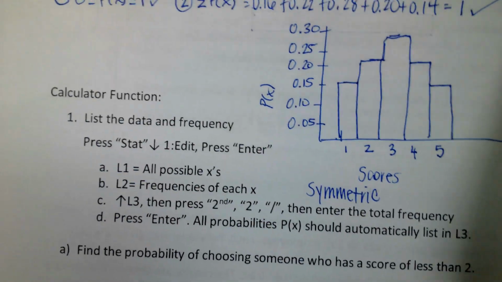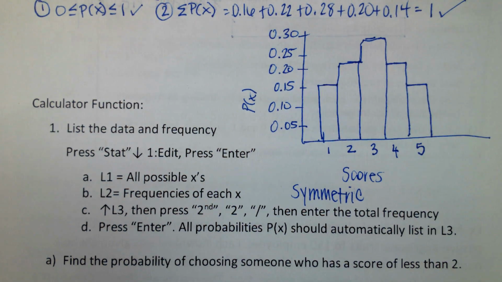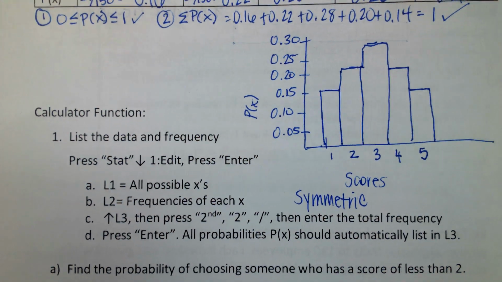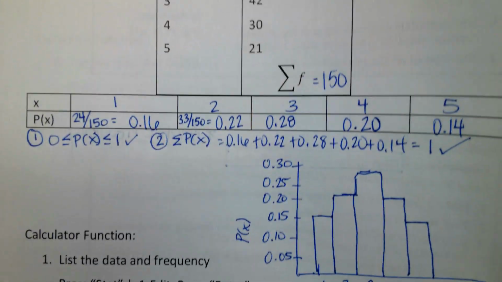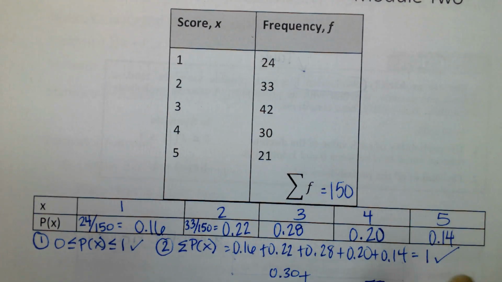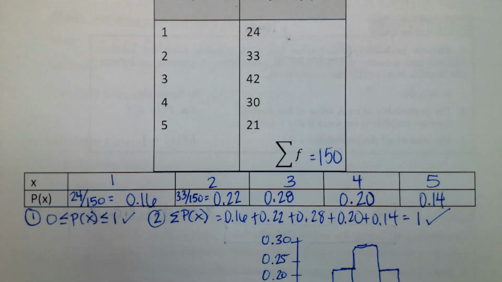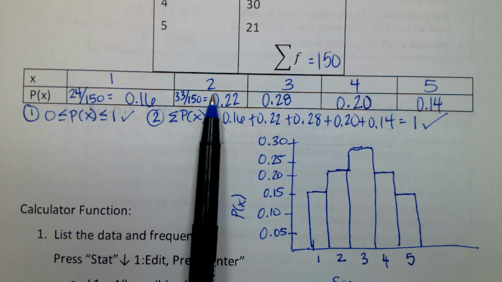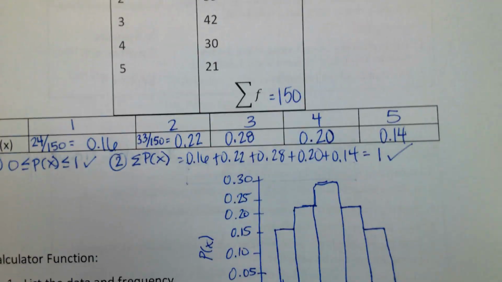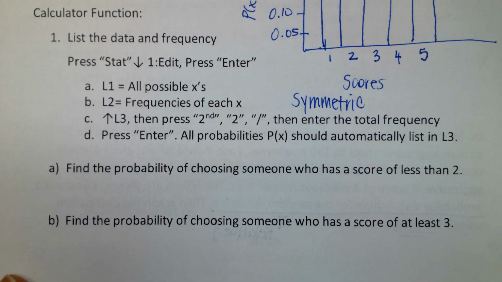Alright, so now I want to talk about how they are going to ask you questions and how you are going to get those answers. Find the probability of choosing someone who has a score of less than 2. So let's look at our possibilities and all the scores that are less than 2. This is not less than 2, this is equal to 2. So less than 2 means 1. Let me work this out algebraically, so you can see it, and then we're going to break it down.